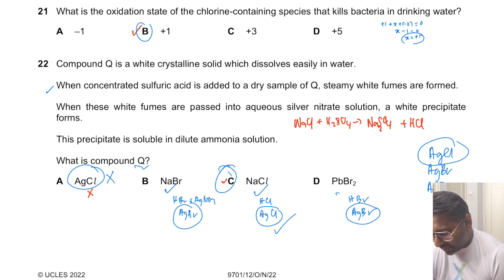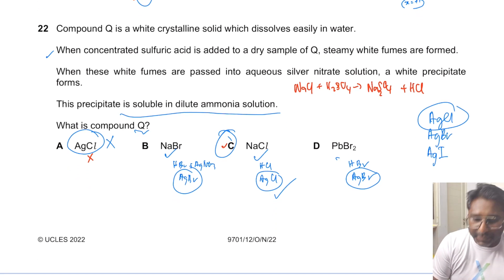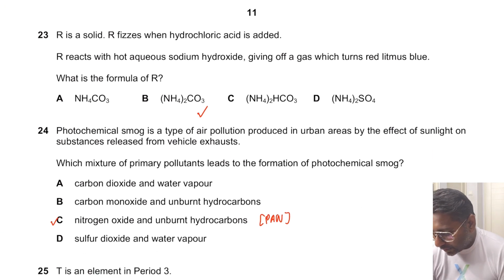The precipitate is also soluble in dilute ammonia solution. So AgCl is further testing, because AgCl dissolves in concentrated ammonia. You can read up on those further reactions, but anyway, the answer is going to be C. Next question, 23.